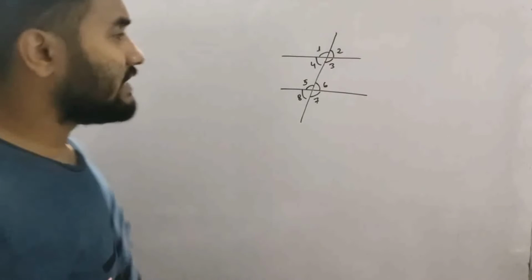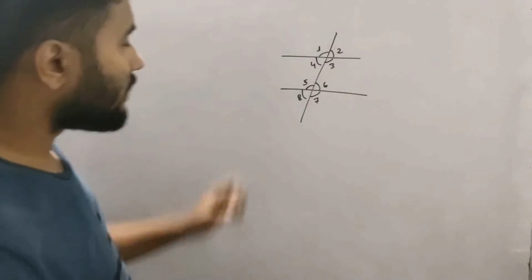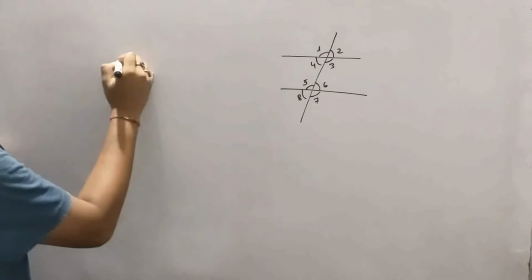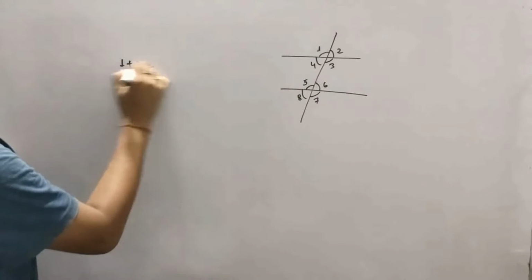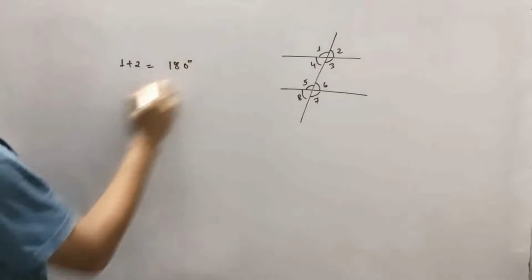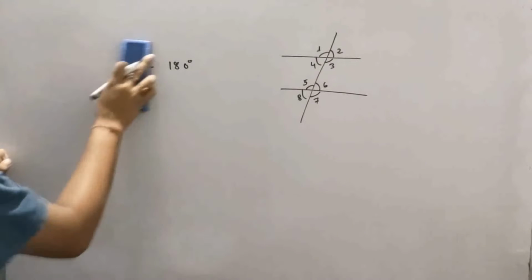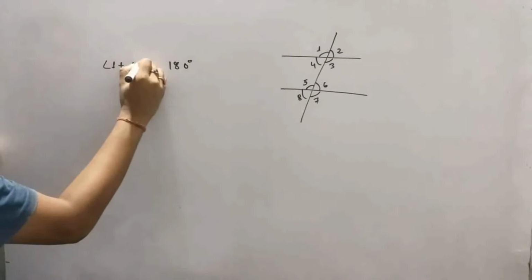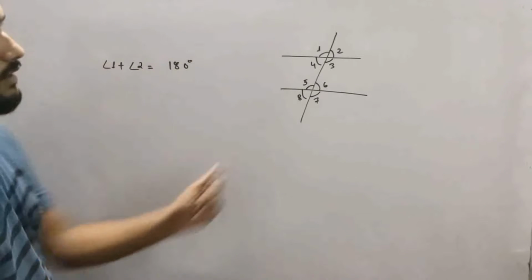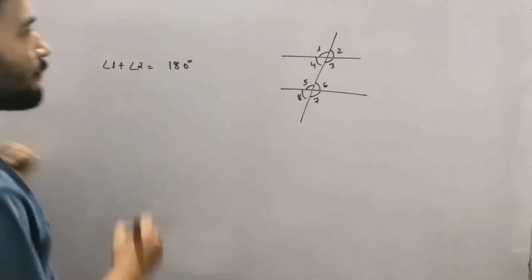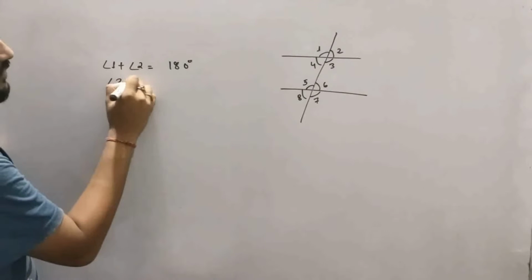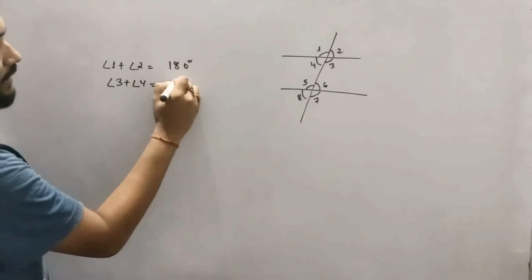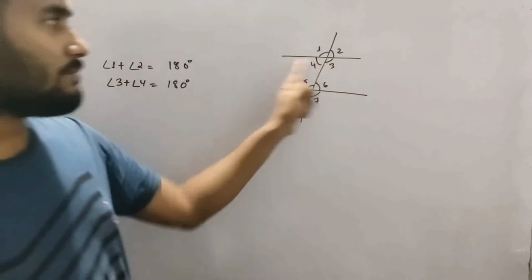Done. Next, linear pair. What are the linear pairs over here? So I can say angle 1 plus angle 2 is 180 degrees. Sorry, not 1 plus 2, angle 1 plus angle 2. It is a linear pair, isn't it? In the same way, I can say angle 3 plus angle 4 will be how much? Again 180 degrees.